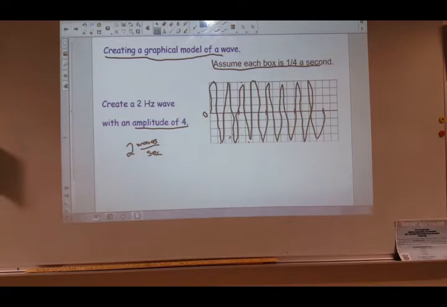Again, I'm going to hope that you guys can use your pencil better than I can this mouse. That's a pretty iffy looking wave.